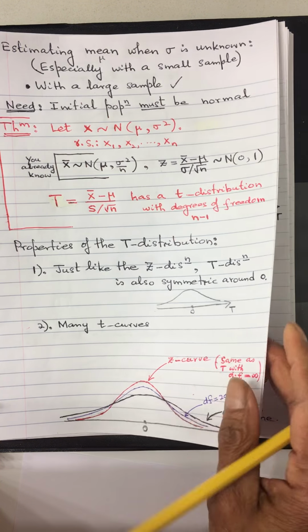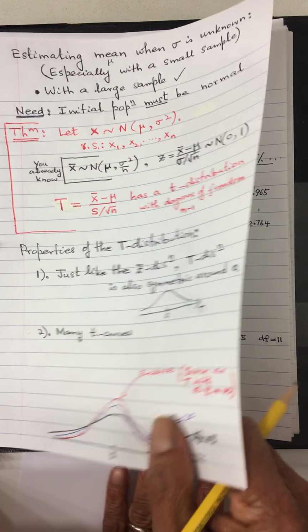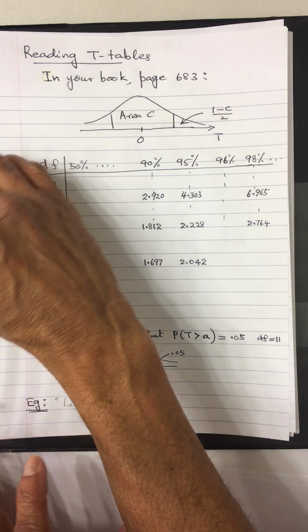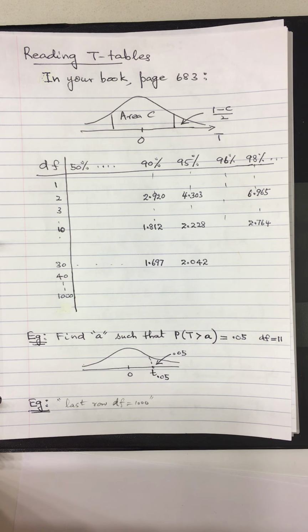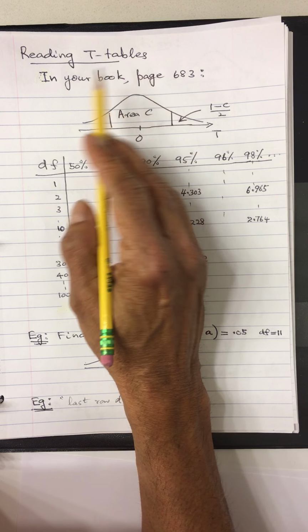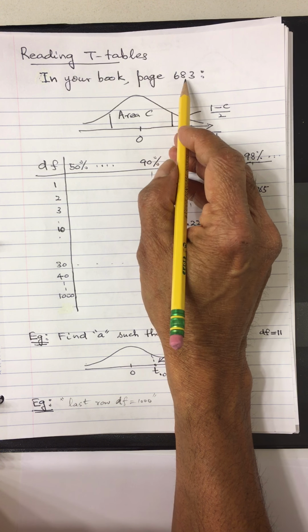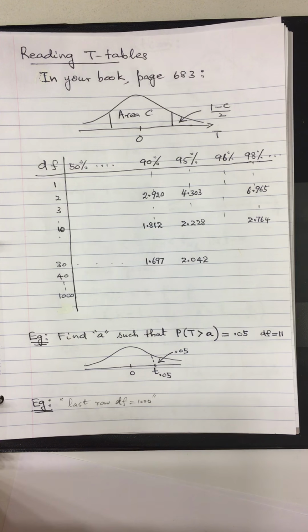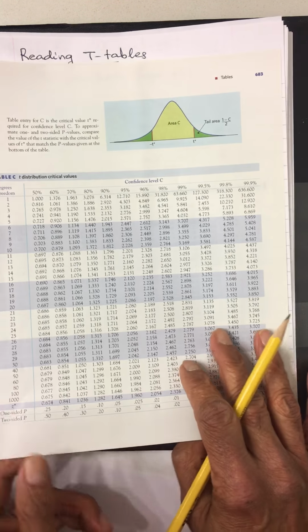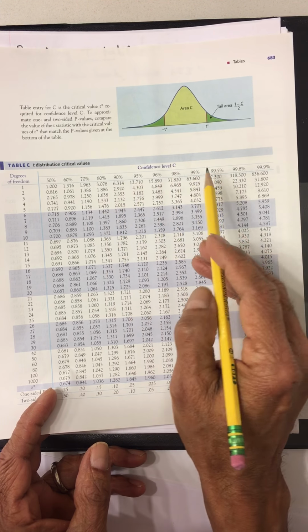Okay, so now I'm going to show you how to read the t table to figure out those probabilities or the cutoffs. Okay, reading t tables. This is the t table in your book, on page 683, the t table you have.